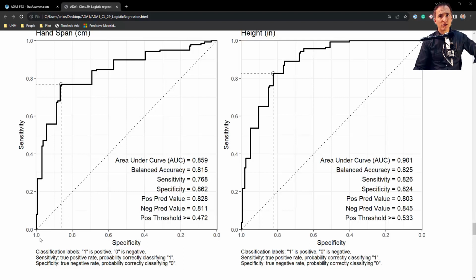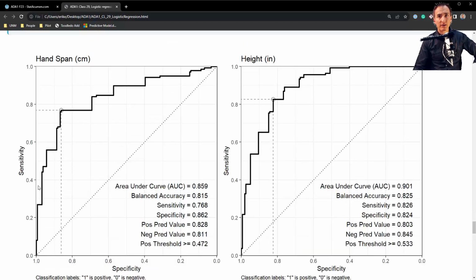Perfect classification would be perfectly sensitive and perfectly specific. So that is a 1 and a 1, a point in the top left corner. The best our model can do for a certain threshold, which we'll discuss in a moment, is at this circle here. That's the point that's closest to that top left corner.